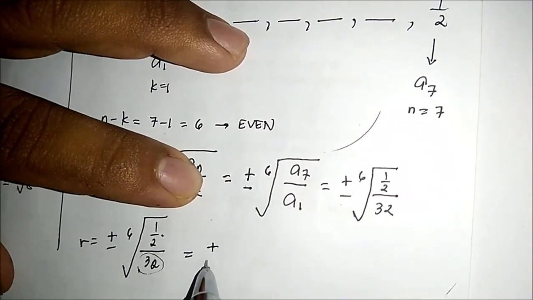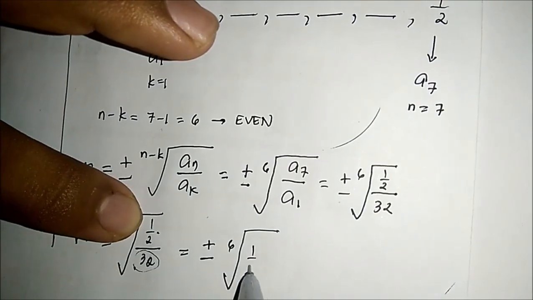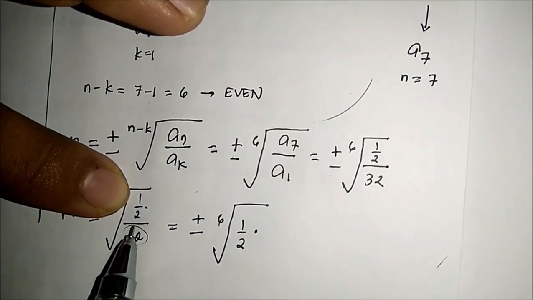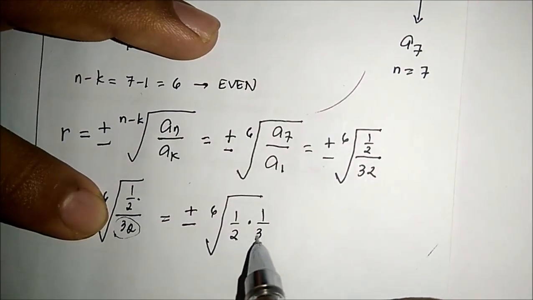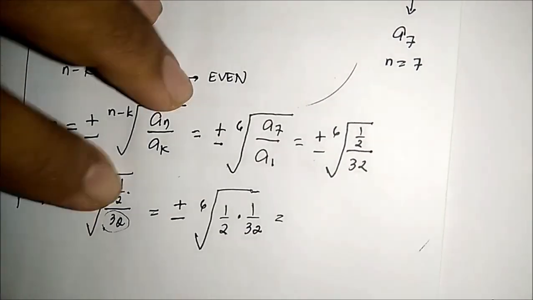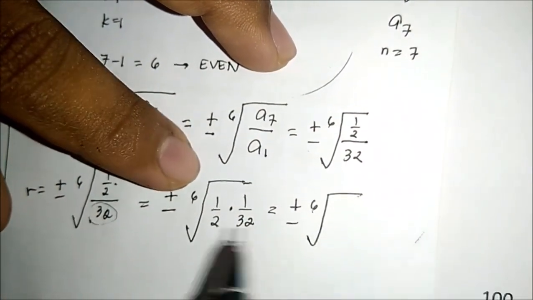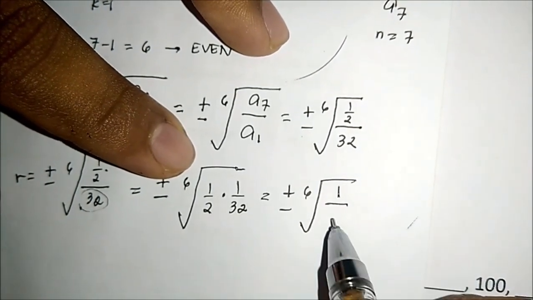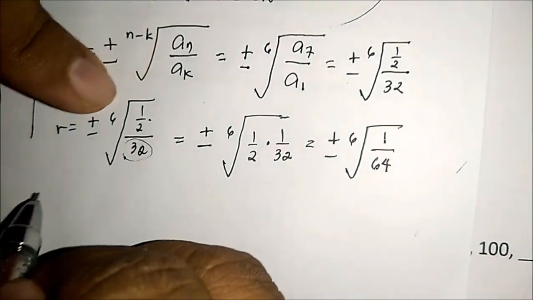So let's proceed. So we have plus minus sixth root of, so write first the numerator, that's 1/2, times the denominator, reciprocal of the denominator. So the reciprocal of 32 is 1 over 32. That's simple. Then simplify. So we have plus minus the sixth root of 1 times 1 is 1 over 2 times 32, 64. Now let's simplify.